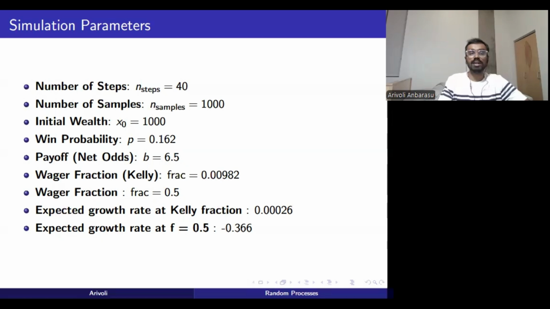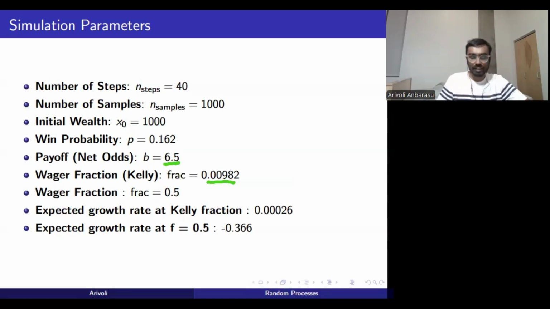Let's look into the simulation of Kelly's strategy and compare the case if we don't use Kelly's. Let's use the case of 6 line with the payoffs modified. We simulate it for 40 time steps and 1000 samples. And Kelly's function comes out as 0.009, a small value but a positive value. And let's compare the case if we wager half of our wealth at all time.